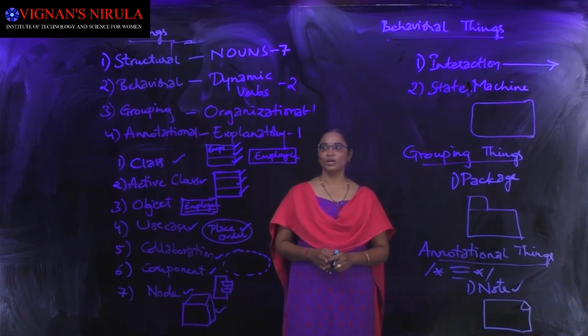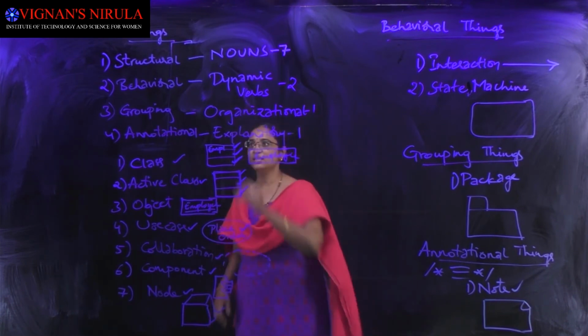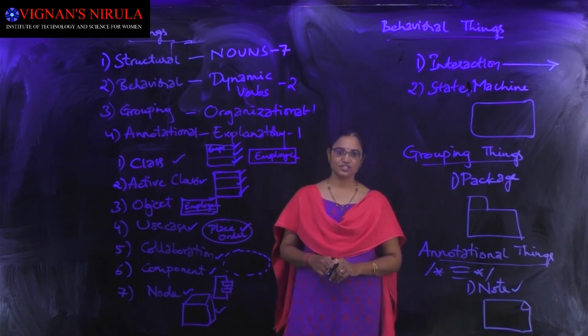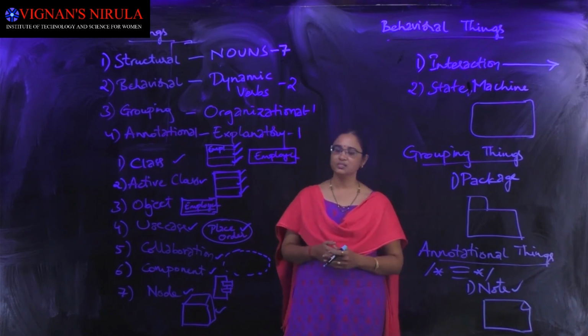These are the four types of things which we have studied till now. First one is a structural thing, second one is a behavioral thing, third one is a grouping thing, and fourth one is the annotational thing. Structural things are the nouns of the UML. These are used to represent the vocabulary of the problem domain or the solution. We can represent them by using these nouns of the UML.